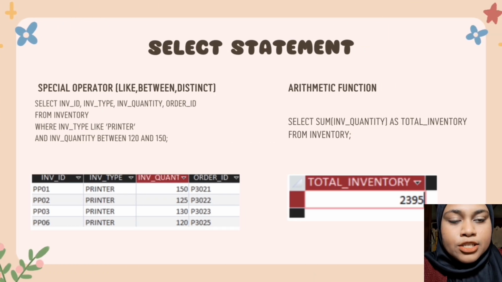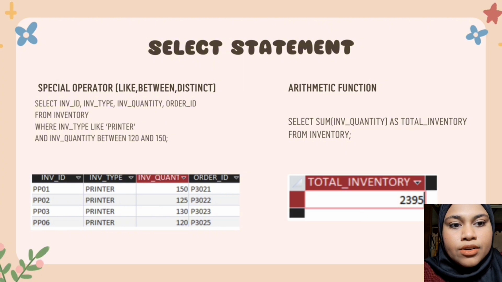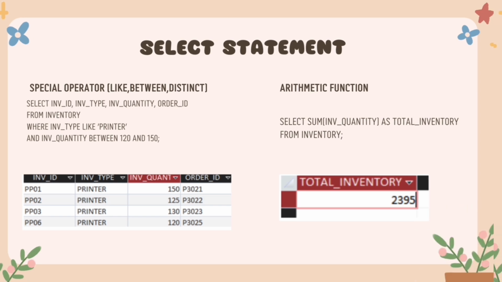Next, we have the special operator. This special operator filters our query result more effectively. For example, it retrieves inventory items where the type is printer and the quantity is between 120 and 150. Then, we have the arithmetic function. This function allows us to perform calculations on our data. For example, to find the total inventory, we use the function sum.